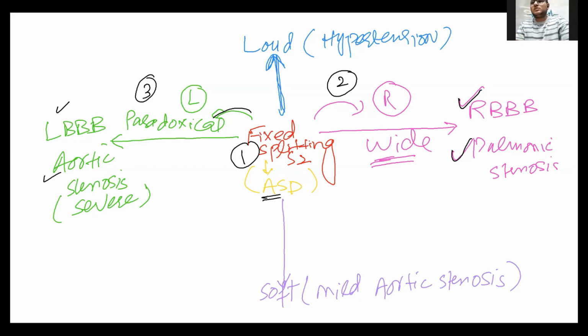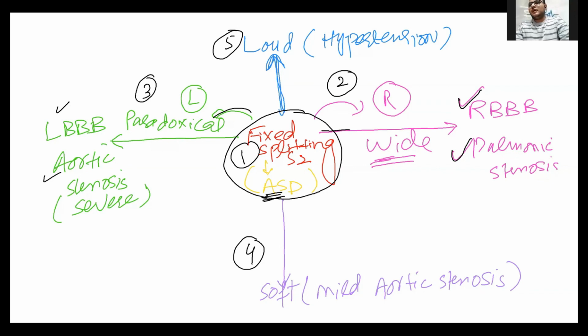So it is a very, very important concept here. Okay, we discussed 1, 2, 3, and the fourth was soft, which is going down, and the fifth point was loud. So it is very important, and everyone must draw this very beautiful algorithm. It is very easy to remember the splittings from this diagram. Okay, I can repeat in just 1 minute. First of all, in the middle you have to draw fixed splitting of S2, that is atrial septal defect, and you must draw a right side and a left side.